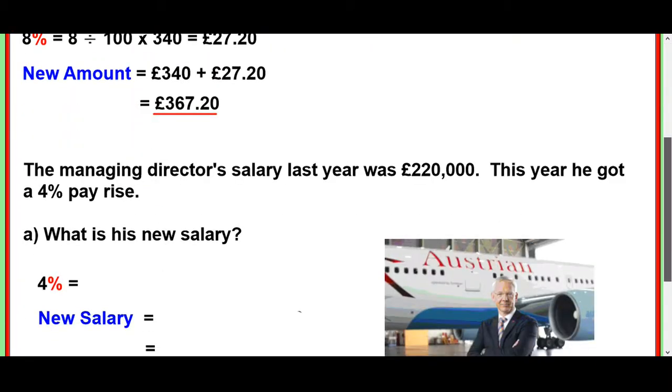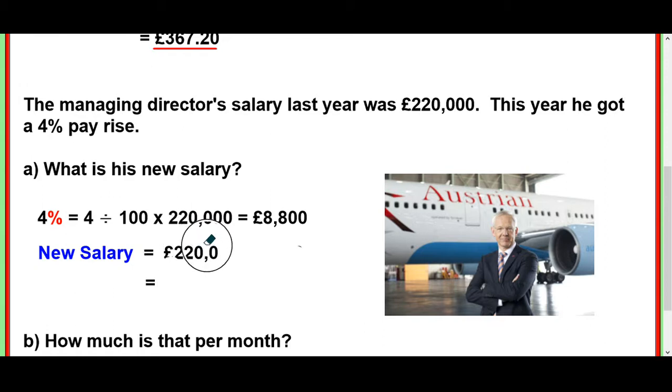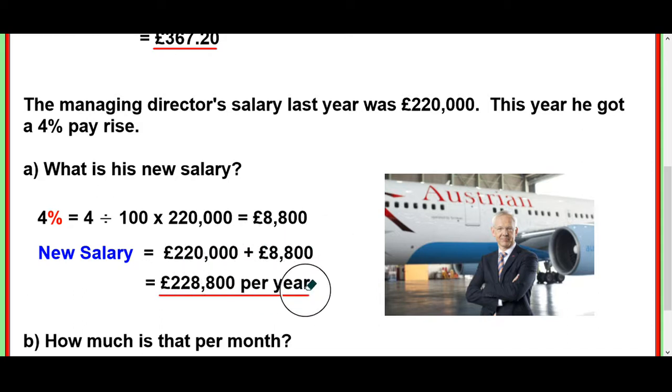Okay, one last example. We've got this managing director's salary, which was £220,000, a huge salary. This year, ridiculously enough, he's getting a 4% pay rise. What is his new salary? So the first thing you have to do is work out 4% of this. So 4 divided by 100 and multiplied by 220,000, and that works out as 8,800. And what we have to do is remember to add that on to what he had already. So he was already getting 220,000 and he's getting an extra 8,800. So add it all up and you get 228,800 per year, a ridiculous amount of money.